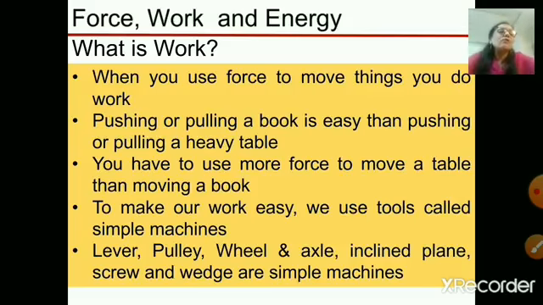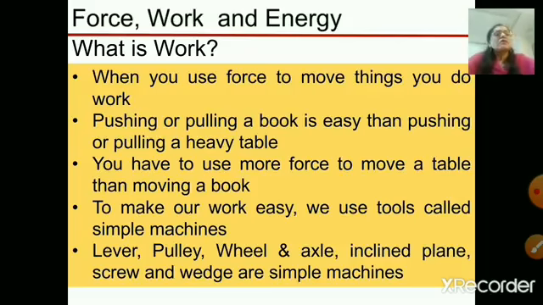Pushing or pulling a book is easier than pushing or pulling a heavy table, right? So lighter things will need less force. Heavier things will need more force. Like when you use force to move a table, it will need more force than moving a book.